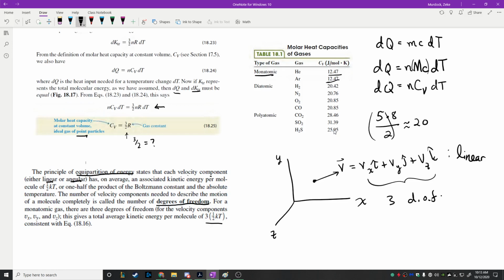But what if the molecule is diatomic? Let's say you've got hydrogen, for example, so you've got an H atom here and an H atom here. Well, this molecule has the ability to spin, right? It could spin like this. And I can't draw it very well, but it could spin kind of coming out of the screen.